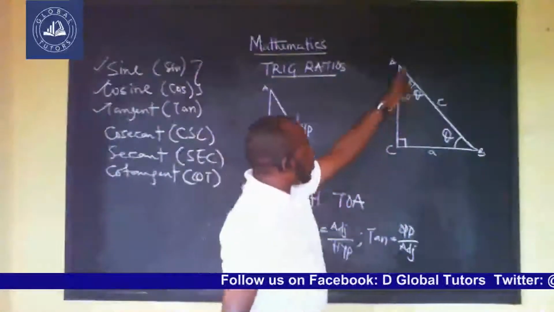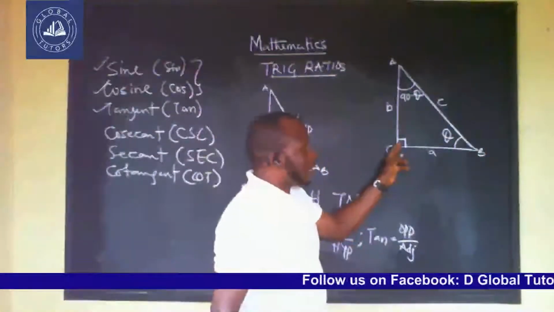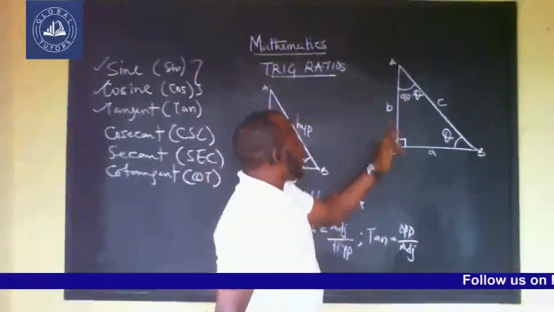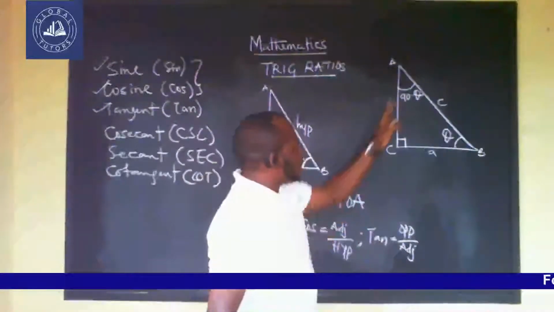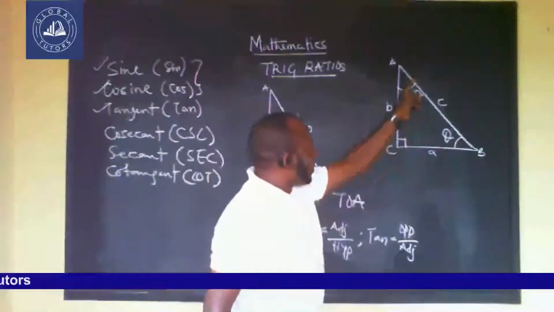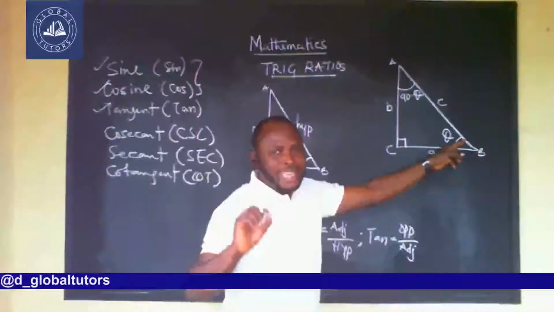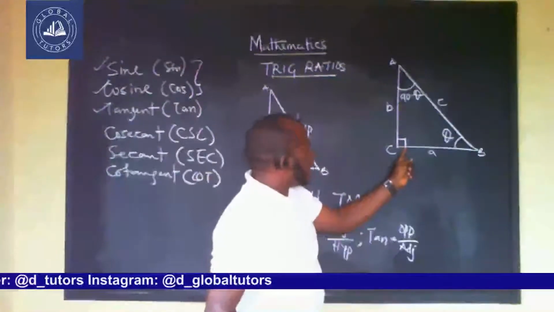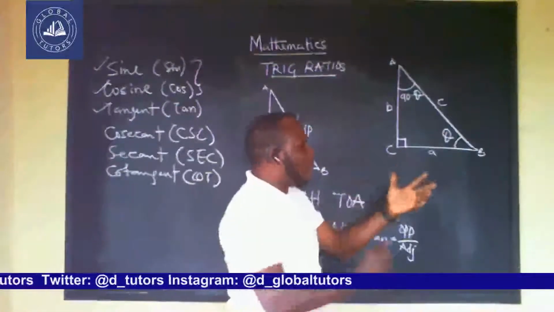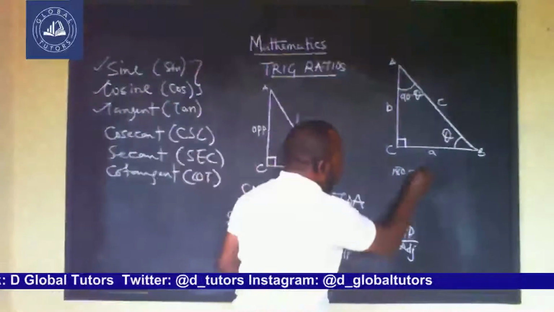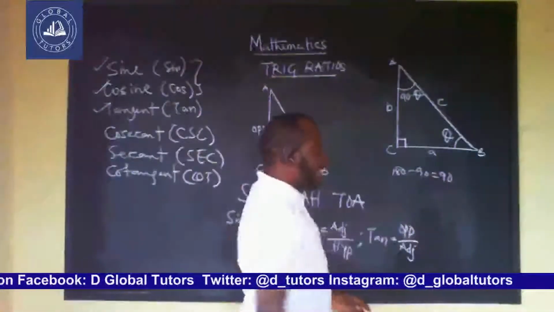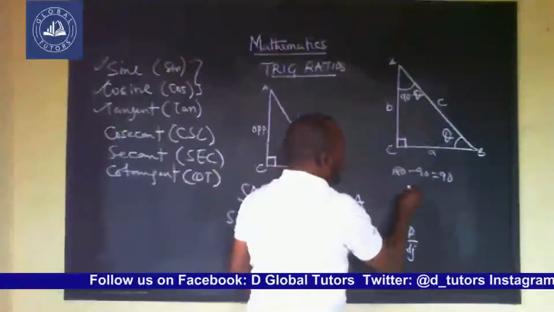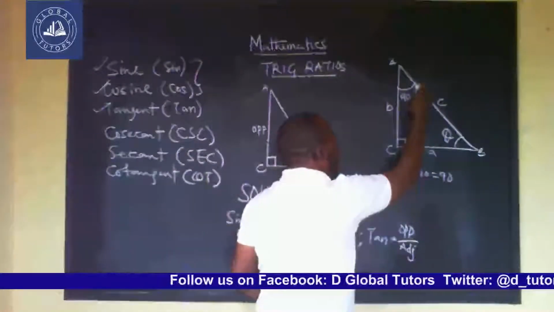I'll come again. We have a triangle ABC, right angled at C. Now, if we go back to geometry, the sum of angles in a triangle is 180 degrees. If this place is 90, then the other two angles, that will be 180 minus 90, which will give us 90. So if this place is theta, then this place will be what? 90 minus theta.